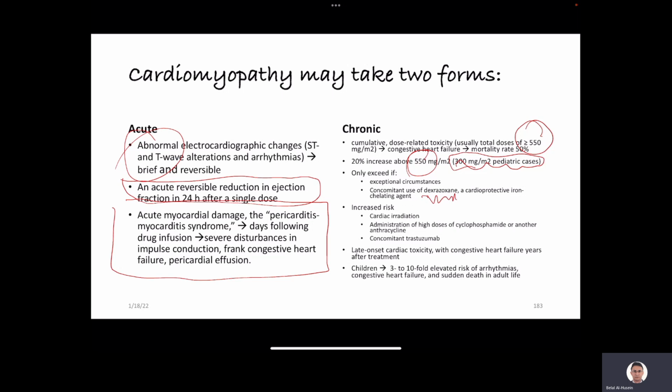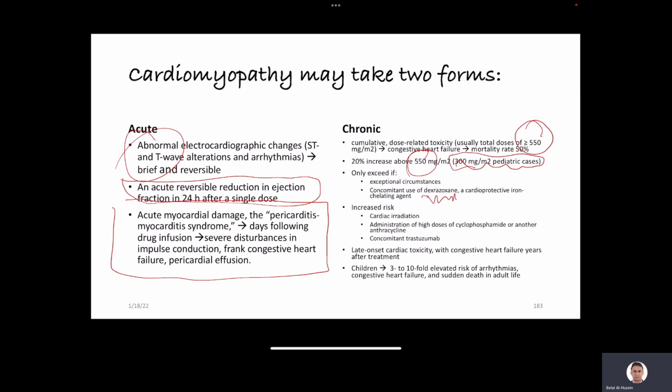Cardiac toxicity is usually caused by the generation of free radicals, by the interaction of anthracyclines with iron that is found in the cardiac muscles, which are rich in iron. So dexrazoxane is an iron chelating agent that binds to iron and prevents the interaction of anthracyclines and the iron.